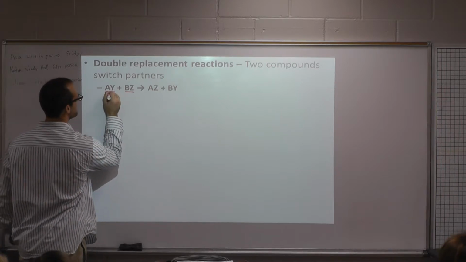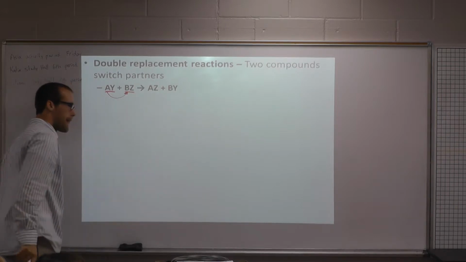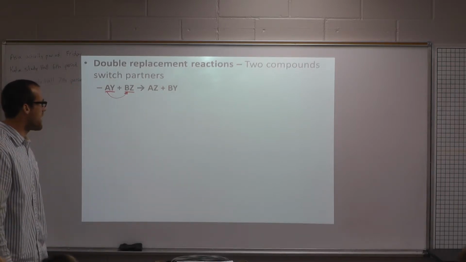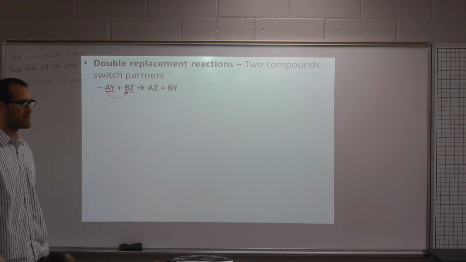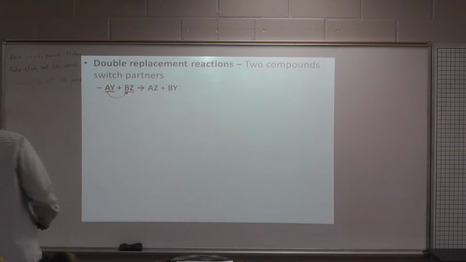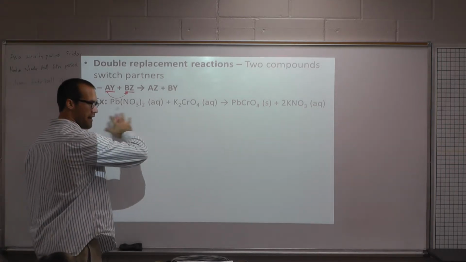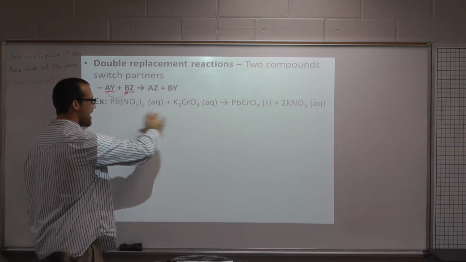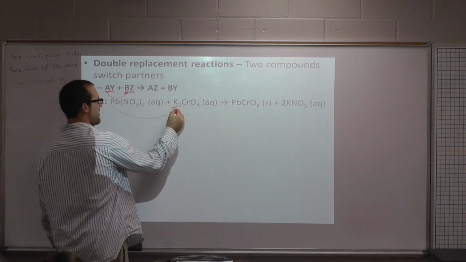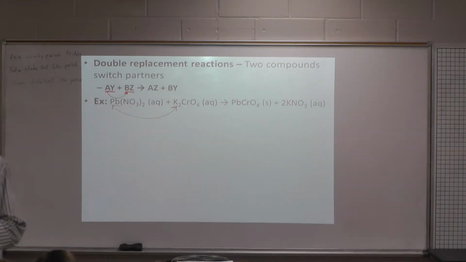Okay, here's what happens. Notice how A and B flip partners. A was once with Y, and now A is with Z. Cations and anions flip their partners. So the biggest giveaway to know this is a double replacement reaction is that you have no loner. First off, you have no single guy. And if you look up here, you would see that your anions and your cations flip who they were with. Here, lead was with nitrate, now lead is with chromate, and potassium is with the nitrate.